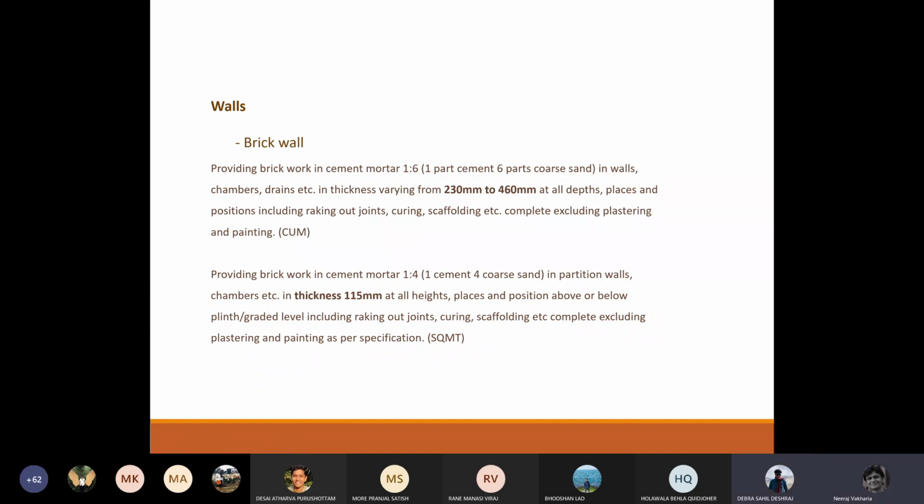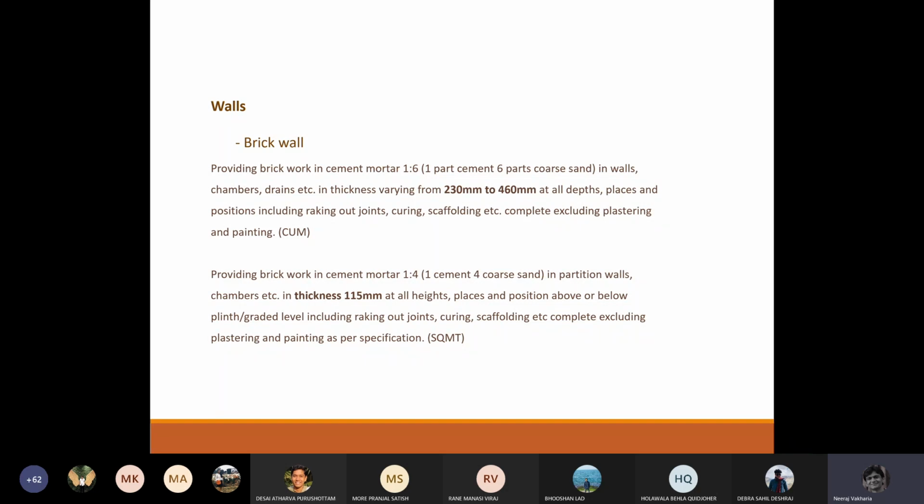So Neeraj, if we have both these walls, like a 230 wall for the exterior and a 115 for the interior walls, we will have to mention them separately in the BOQ and the measurement sheet, right? Correct. In the abstract sheet you will mention it separately, and in the measurement it will come separately anyway because of the difference in thickness.